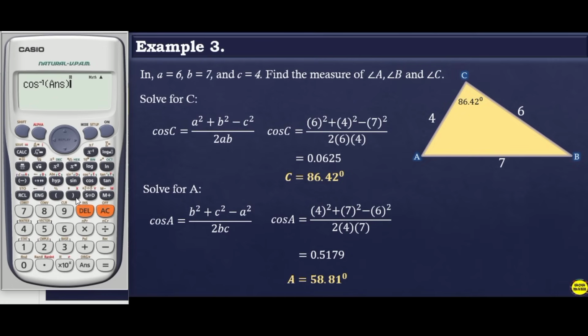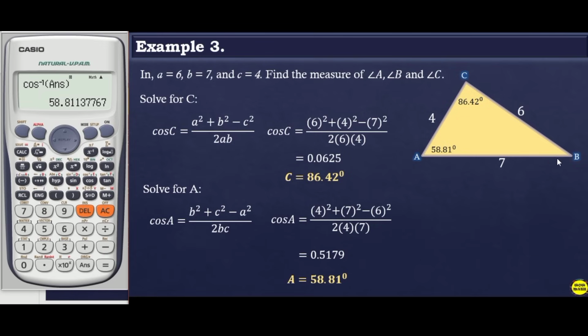Okay? Now, ang gagawin po ulit para makuha yung measure ng angle, press shift, click cosine, and then your answer, close, and then enter. So, that is 58.81. So, kapag ang ginamit nyo po dito ay law of sine, ganun din po ang lalabas. 58.81 din po. Okay? So, therefore, the measure of angle A is equal to 58.81 degrees.